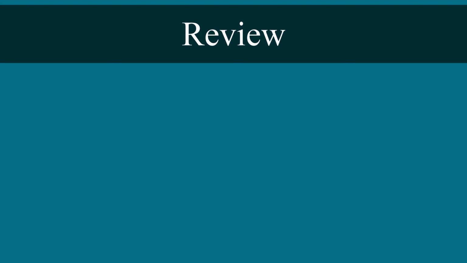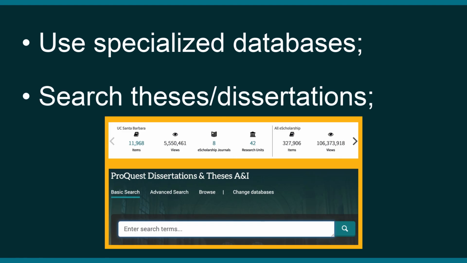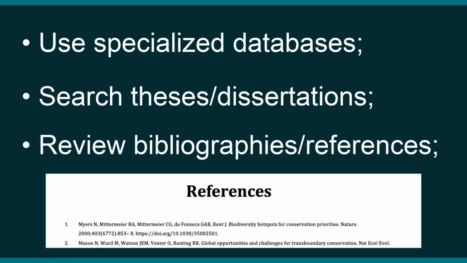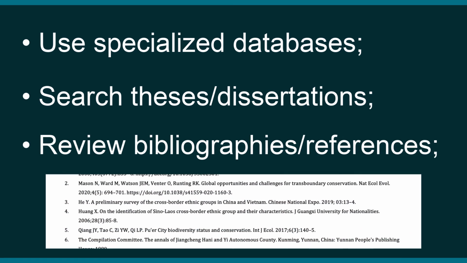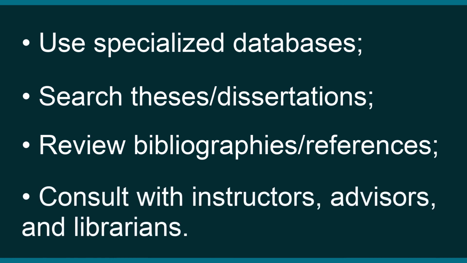Now, let's review what we've learned. Use specialized library databases relevant to your field. Search theses and dissertations for the newer scholarship that hasn't been published in other forms. Review bibliographies or references for additional relevant sources. Consult with instructors, advisors, and librarians to determine when to stop searching.